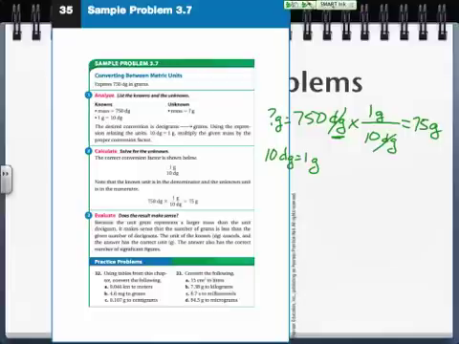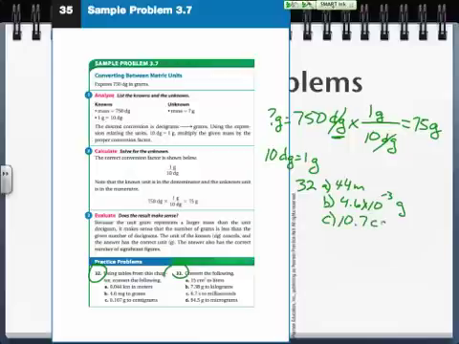All right, go ahead and do 32 and 33, and I will give you the answers to those momentarily. Okay, 32. A, 44 meters. B, 4.6 times 10 to the negative 3 grams. Or if you move the decimal, 0.0046. C, 10.7 centigrams.